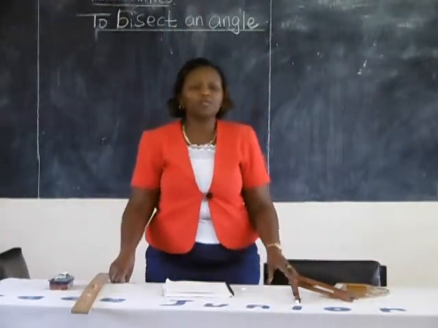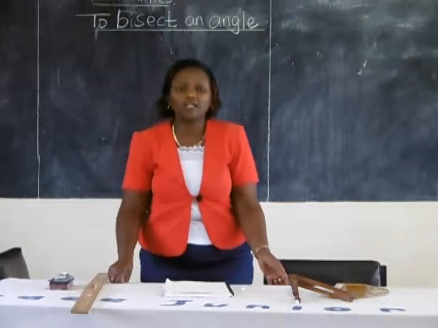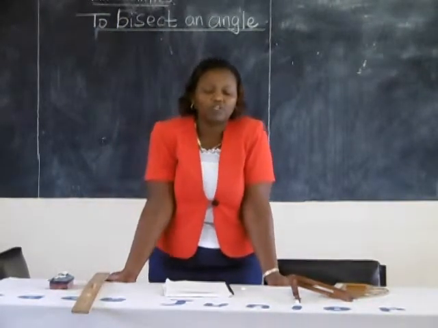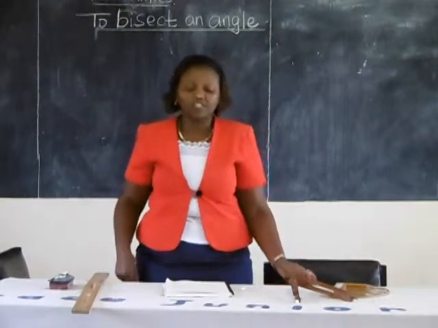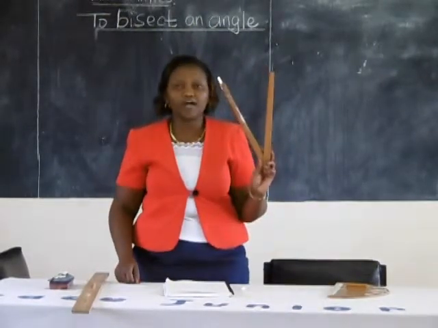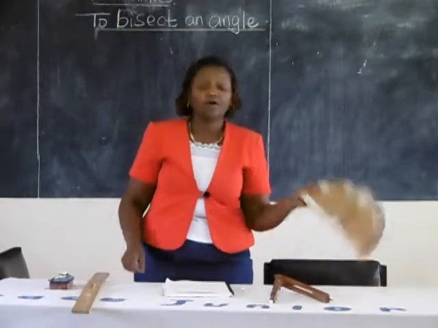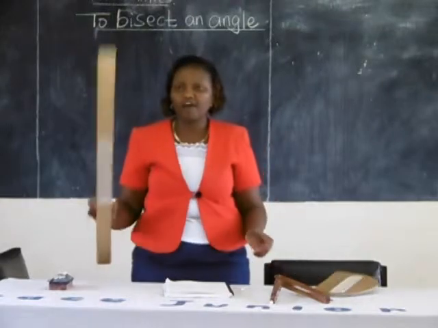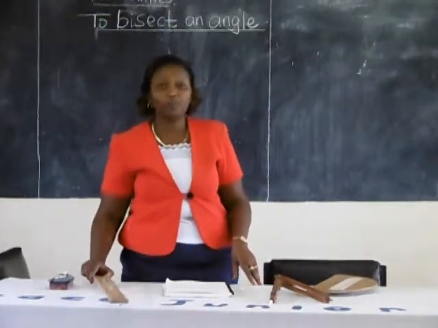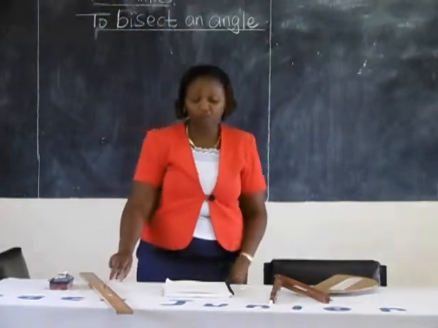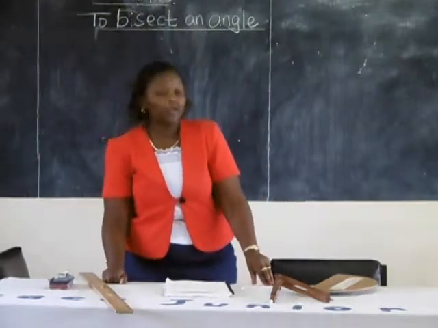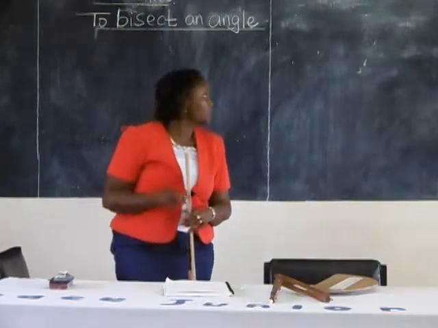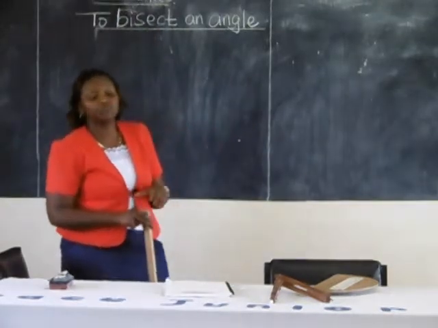Before we begin bisecting, I hope you are all having your tools or your instruments. You have your geometrical sets, having all the tools, the pair of compasses, your protractor. With me here, I have my BB ruler, and I hope you have your 15 centimeter ruler with you. So I need a lot of attention. Take out your 15 centimeter ruler.